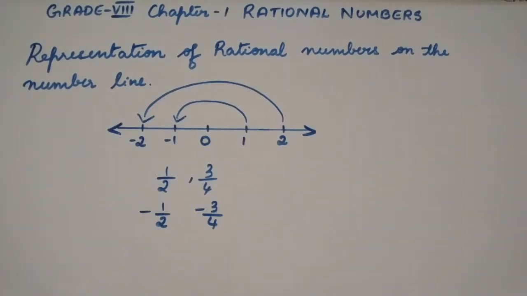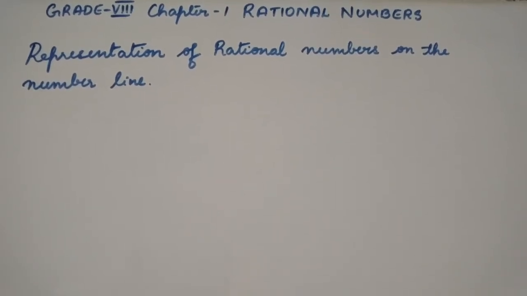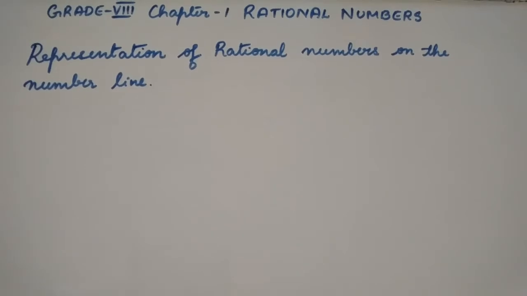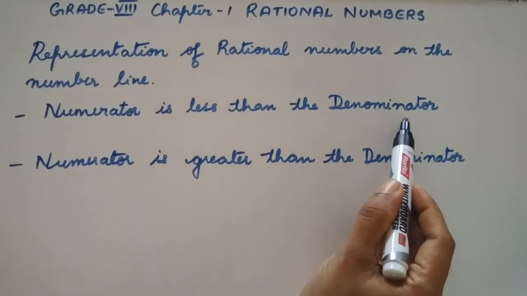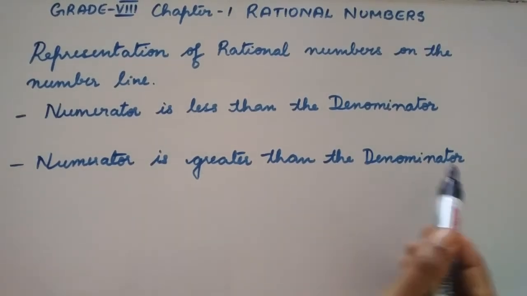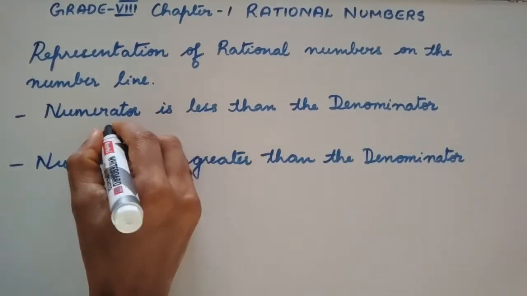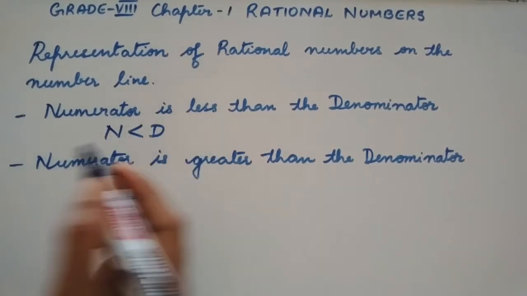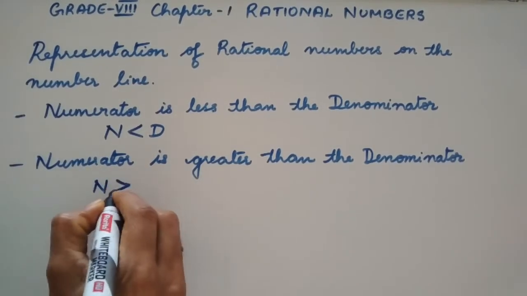Next, let us move on to the representation of rational numbers on a number line. We have two types of representation of rational numbers on a number line. One is where the numerator is less than the denominator, and the other is where the numerator is greater than the denominator.